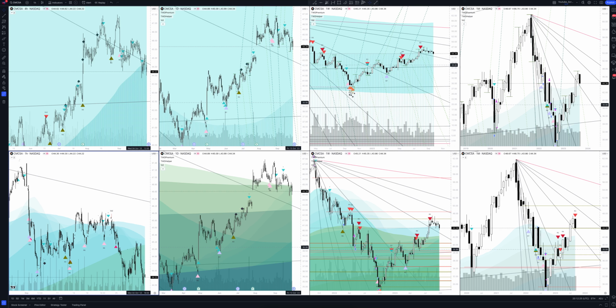Today we will take a look at Comcast stock. Let's analyze the market situation and find out how you can make money on it. Let's start.